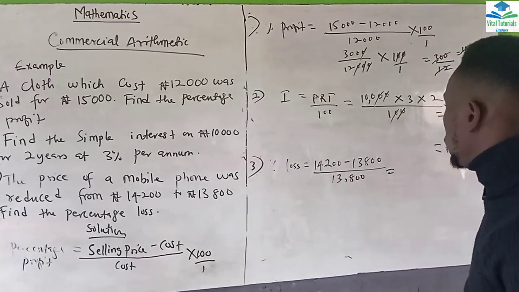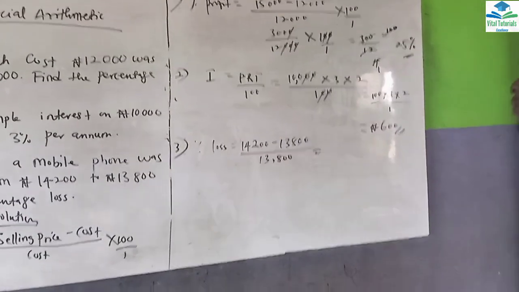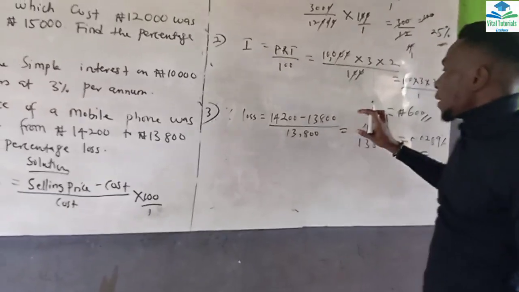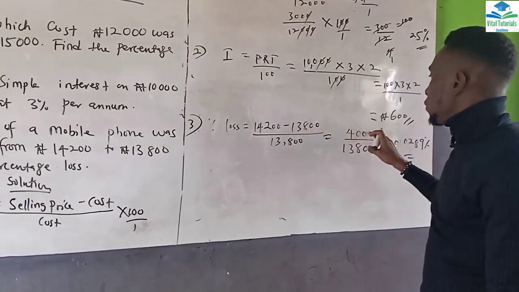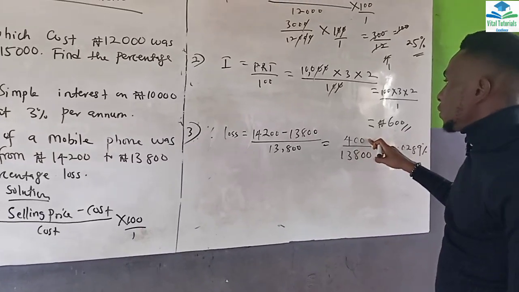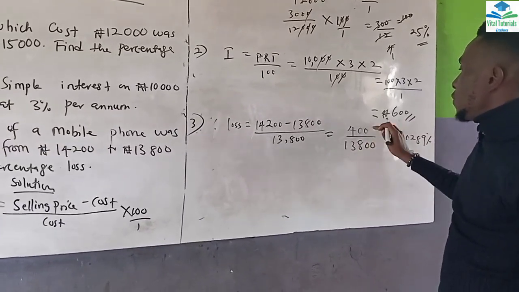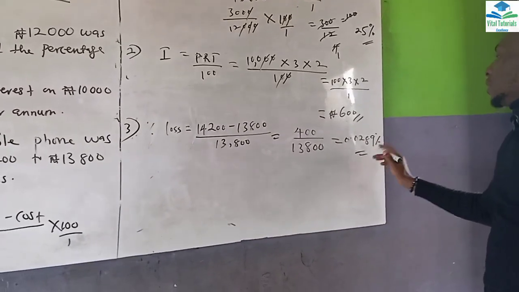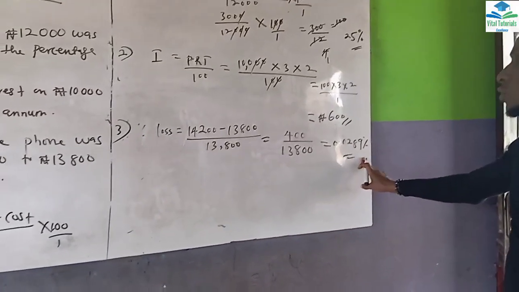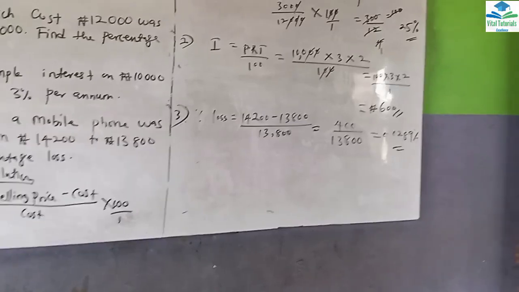Now if you minus these two, what are you going to get? From here, this minus this will give you 400 over this. Now 400 divided by this will give you 0.0289. Therefore, this is the percentage loss at which the mobile phone was sold.